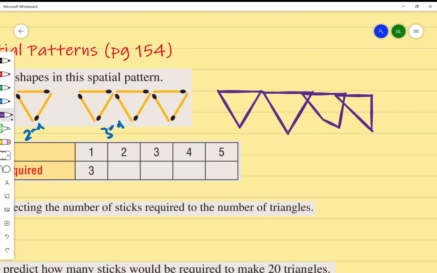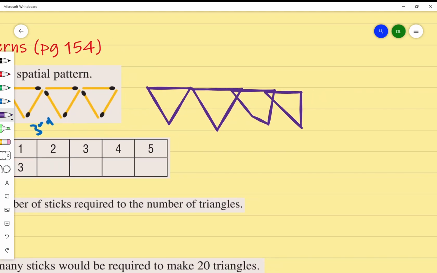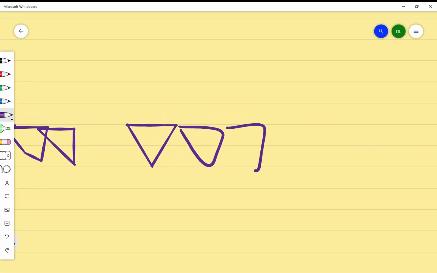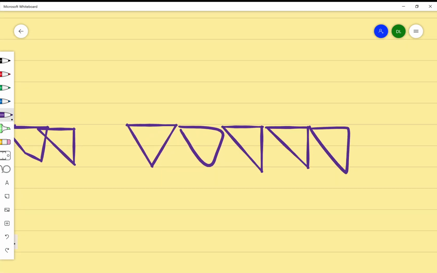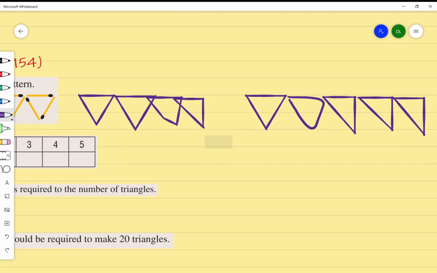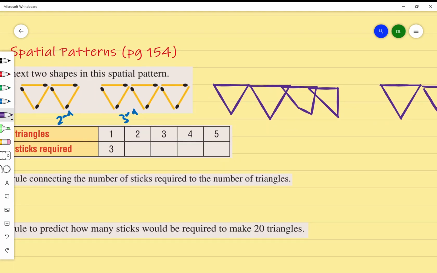Now, what's the next one going to be, Oscar? Good. It's got to be 1, 2, 3, 4, 5. Once again, I hope your pattern's a little bit better than mine. Now, that's the easy part. Now we have to fill in a table. Now, what is that table looking for?